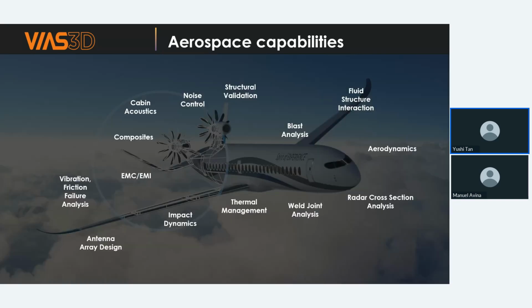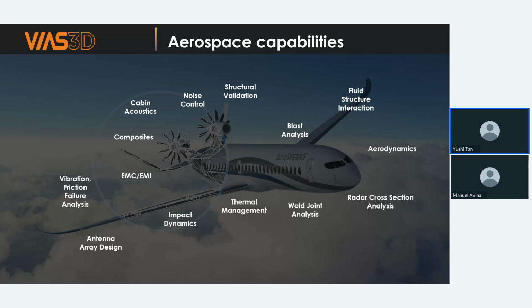So that's the intro slide out of the way. We have experts in various aspects and various industries. Let's take aerospace as an example. There are many types of problems that you can address. Some of the examples are cabin acoustics, composites simulation, structural validation, blast analysis, fluid-structure interaction, aerodynamics, weld joint analysis, impact dynamics, vibration, friction, failure analysis, antenna array design, EMC, electromagnetic compatibility, and EMI, electromagnetic interference.